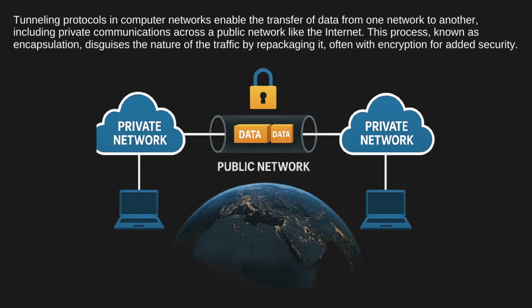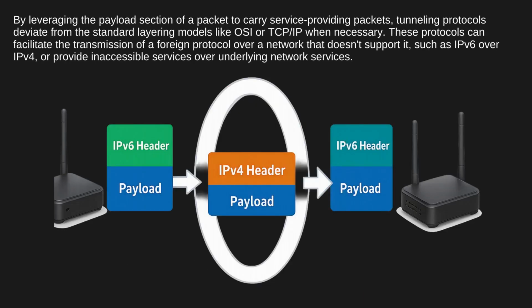Tunneling protocols in computer networks enable the transfer of data from one network to another, including private communications across a public network like the Internet. This process, known as encapsulation, disguises the nature of the traffic by repackaging it, often with encryption for added security. By leveraging the payload section of a packet to carry service-providing packets, tunneling protocols deviate from the standard layering models like OSI or TCP/IP when necessary.